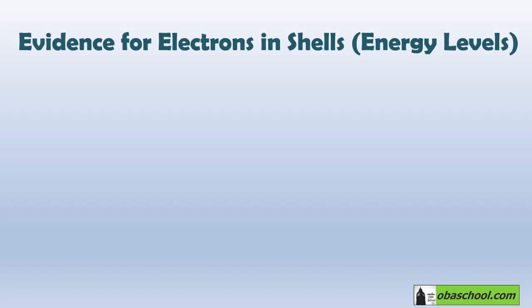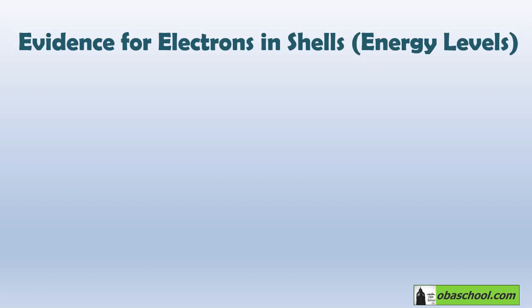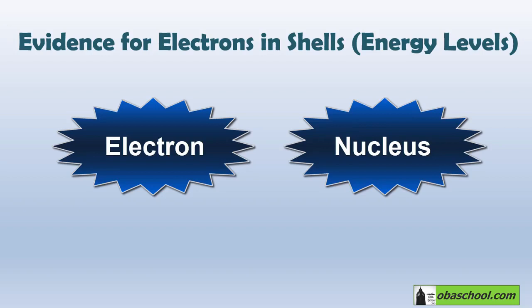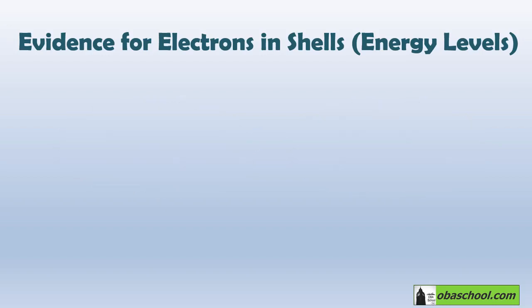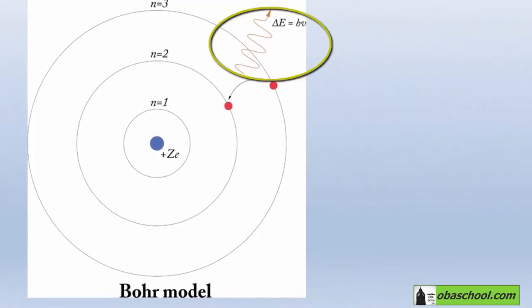So now we will look at evidence for electrons in shells, or what is called energy levels. Things didn't stop with the discovery of electrons and the nucleus, and the next important development came in 1914 when Niels Bohr revised the atomic model again. He noticed that the light given out when atoms were heated had only specific amounts of energy.